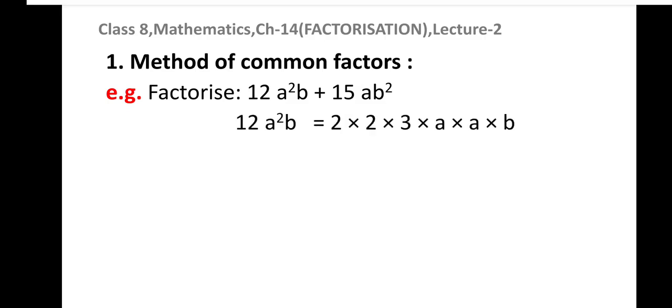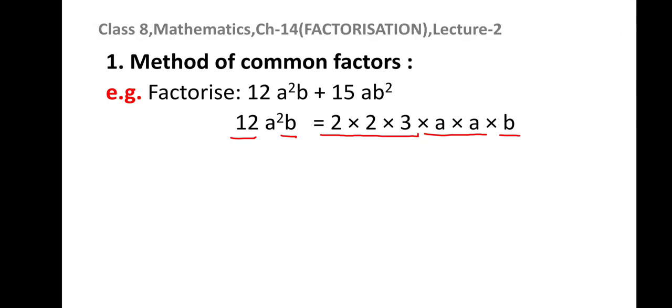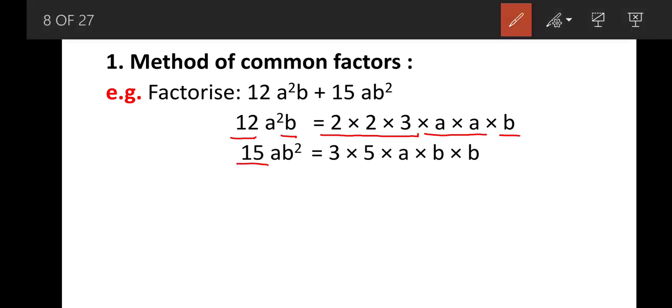So 12a square b: 12 can be written as 2 into 2 into 3. A square, so I have written a into a because a square is there, and then b. Simple. Now coming to 15ab square, how will you write it? 15 can be written as 3 into 5 into a. B square is there, so it will be into b into b. So these are the irreducible factor form of this expression.